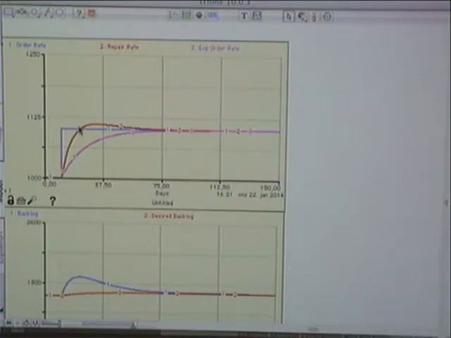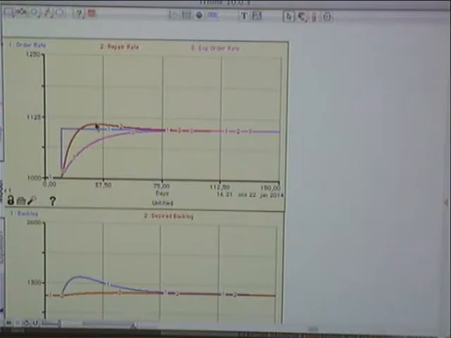The repair rate consists of two components. One is the expected order rate, which is up there, the purple line. In addition to that, you have a correction for the backlog.